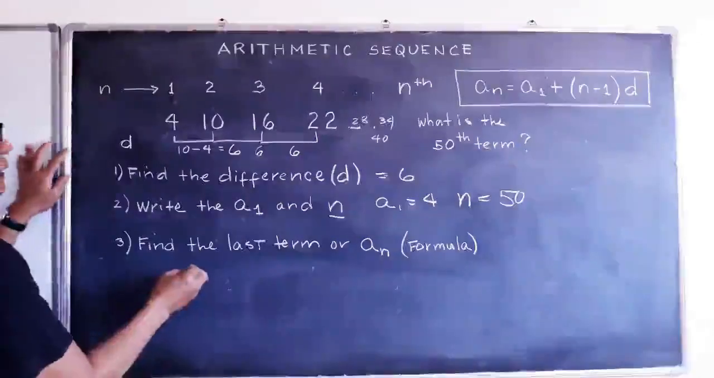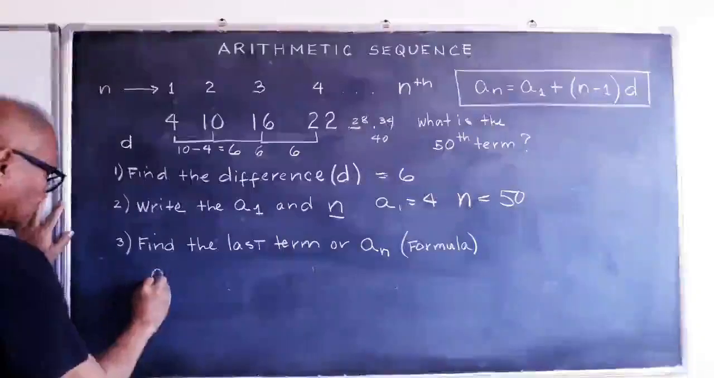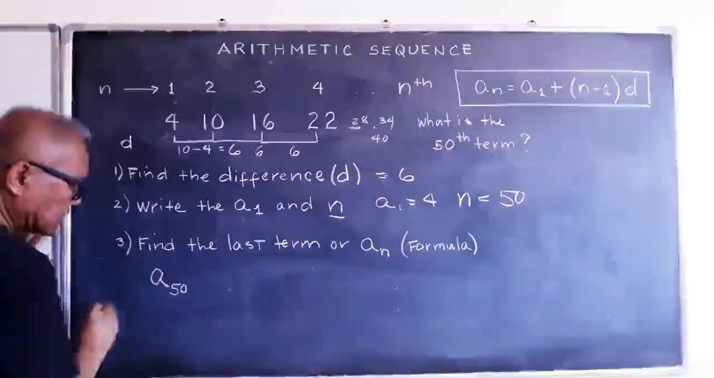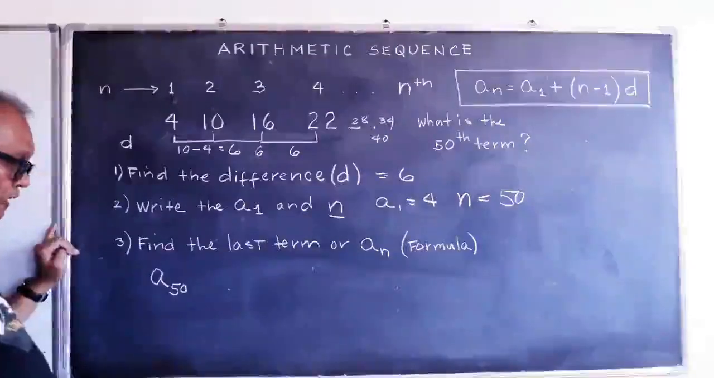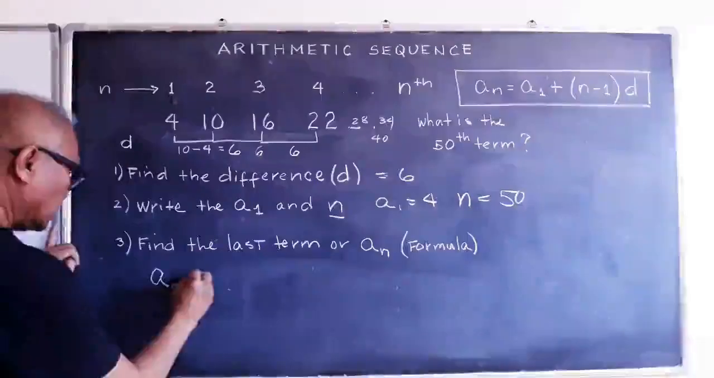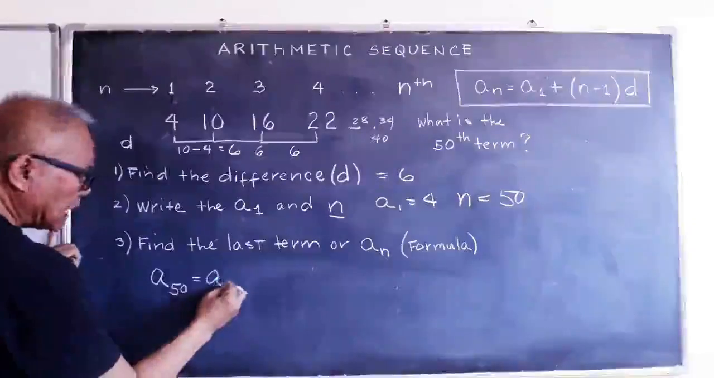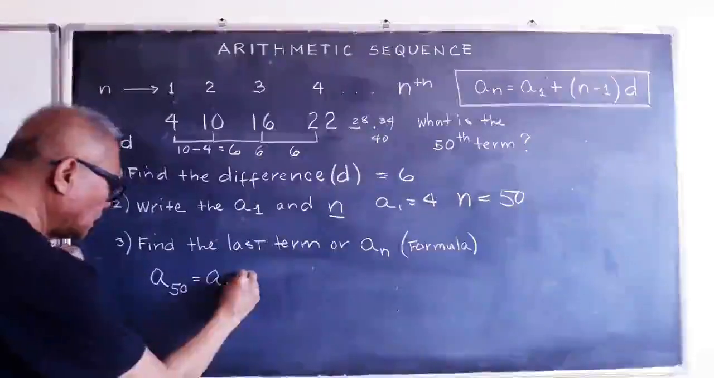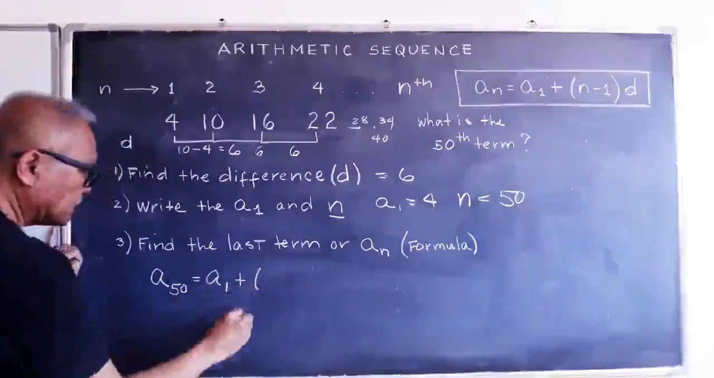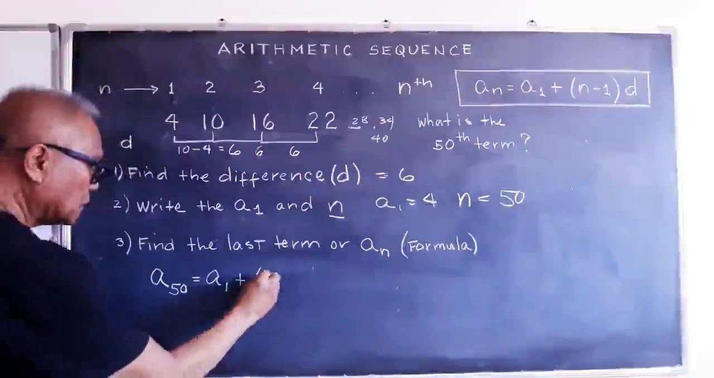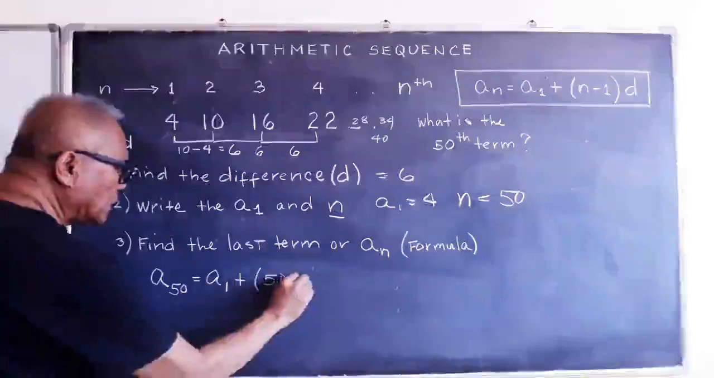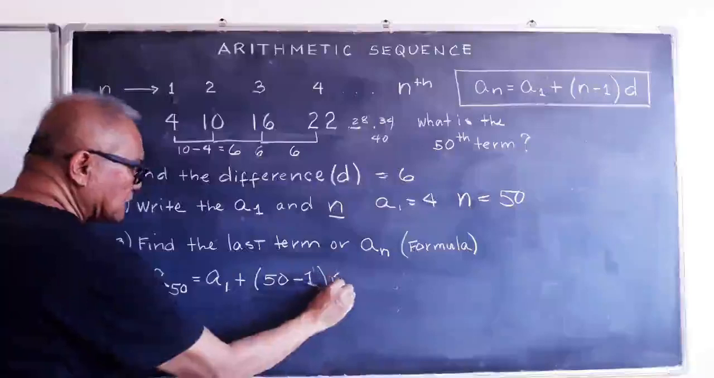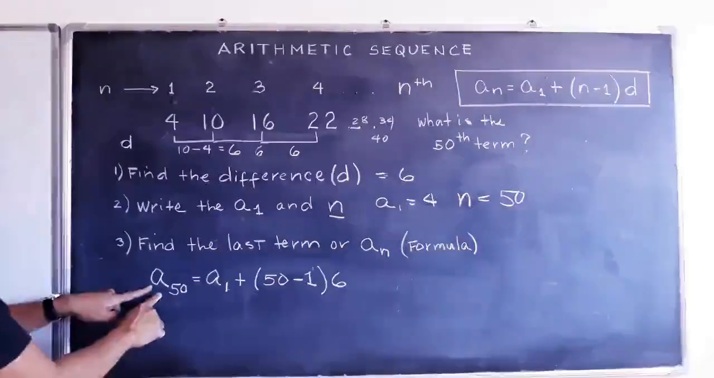We have A to the N. What is A to the N now? You can change now the N. You can find the 50th term. So it is not A to the N anymore, it's A to the 50. It is equal to, you're lucky, A to the first plus, what is the number of terms? It is 50. So we are going to write here 50 minus 1 times the difference D, which is 6.